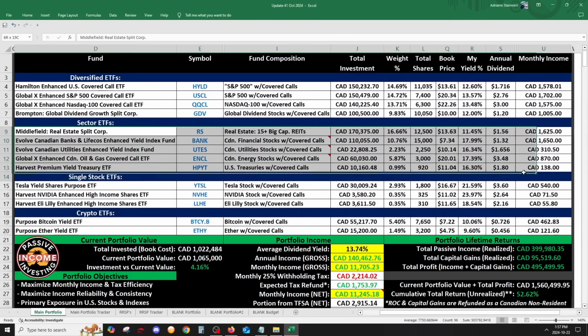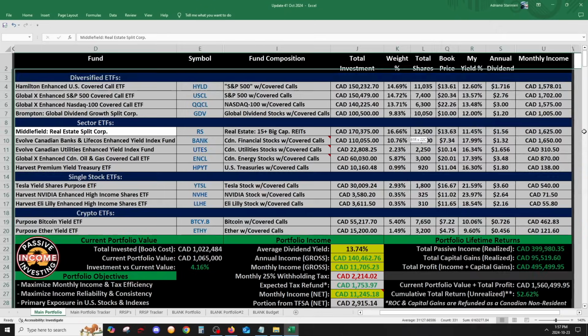In terms of sector specific, we already covered bank, Utes, and ENCL, which pretty much is my Canadian exposure. But I also have RS, which of course you guys all know. I've been talking about it for a long time. I am planning on getting rid of it, selling it soon. It's been doing well. The Bank of Canada just announced a 50 basis point rate cut. That's going to help REITs, I'm sure. So I have no doubt that I'll eventually reach my book cost of $13.63 and more.